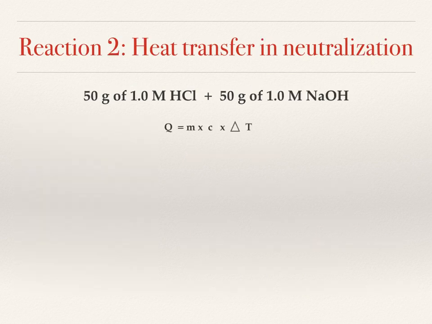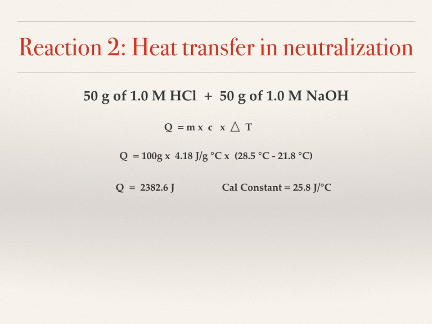Reaction 2: we added again 50 grams of 1 molar hydrochloric acid and 50 grams of 1 molar sodium hydroxide, and this was the change in temperature that was observed in their lab. When we calculate the heat absorbed by the water, we get around 2382.6 joules of heat energy. Again, we want to take into consideration how much heat energy was absorbed by the calorimeter. Our change in temperature was 5.7 degrees, so multiplying that by our calorimeter constant gives us about 147 joules.